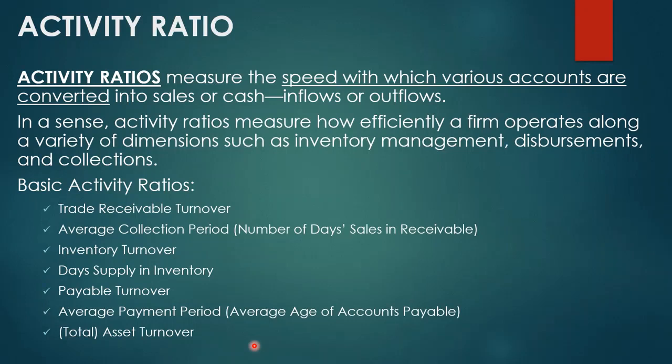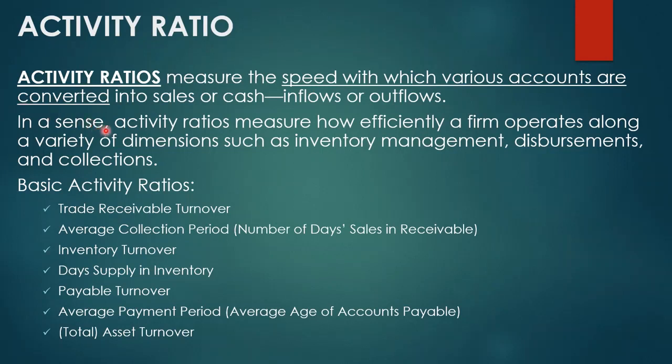Now, pumunta naman tayo kay activity ratio. Now, ito bang sa activity ratio class, it measures the speed with which various accounts are converted into sales or cash, inflow man or outflow. So, pinapakita lang nito na ginagamit mo ang assets or ang various accounts ng iyong company. Now, in using those assets, gaano ka kabilis mag-produce ng sales or cash? Whether yung cash naman is outflow or inflow. Like, kay accounts receivable, kasi may mare-receive ka, or kay accounts payable, kasi may babayaran ka.